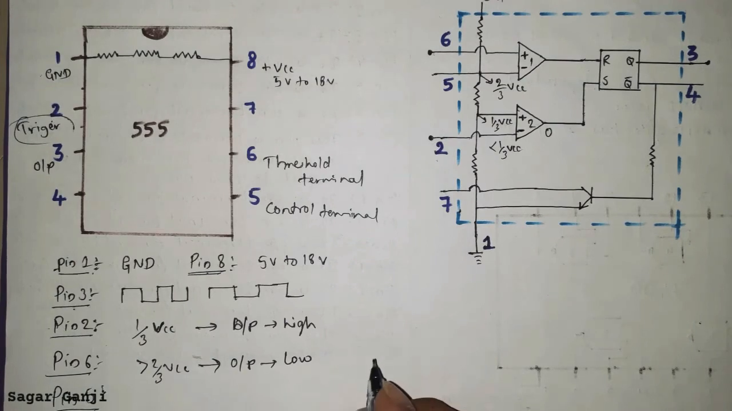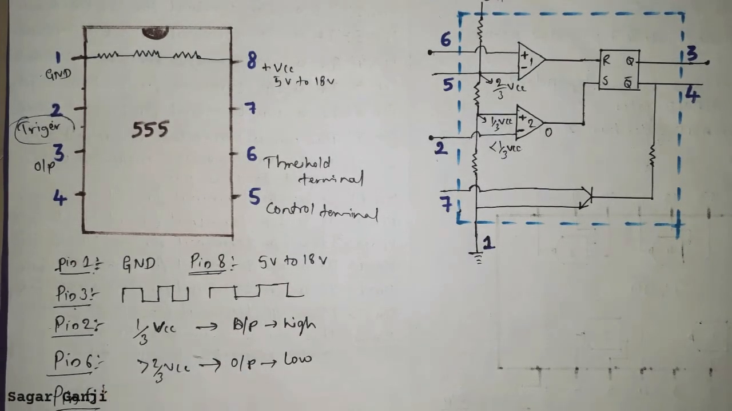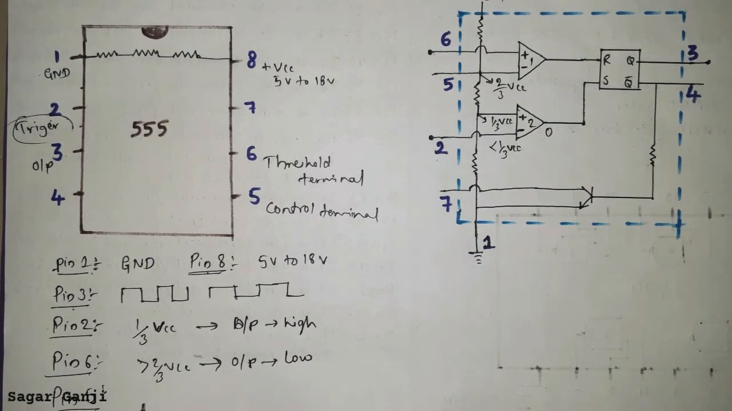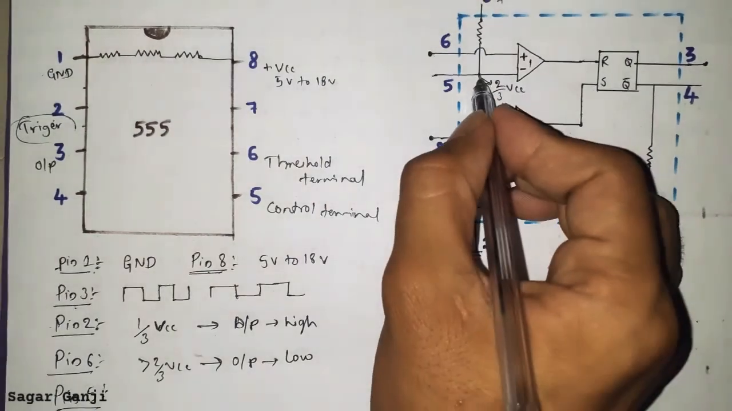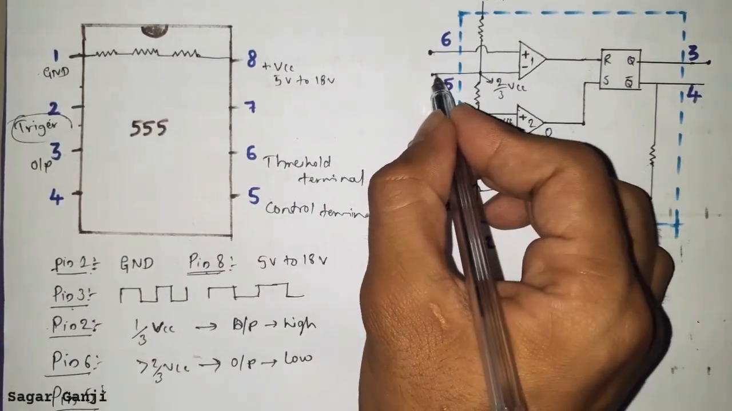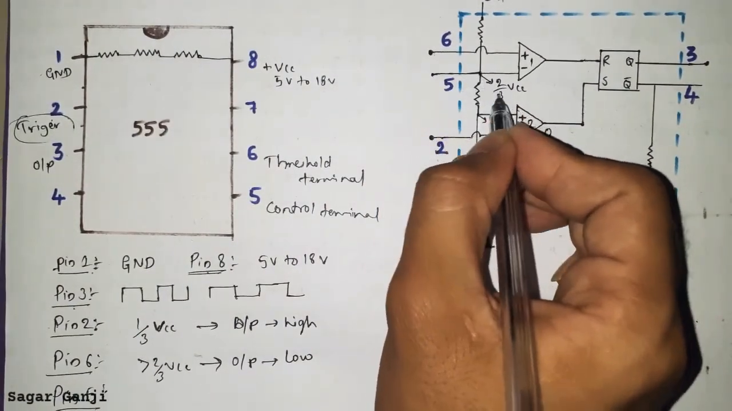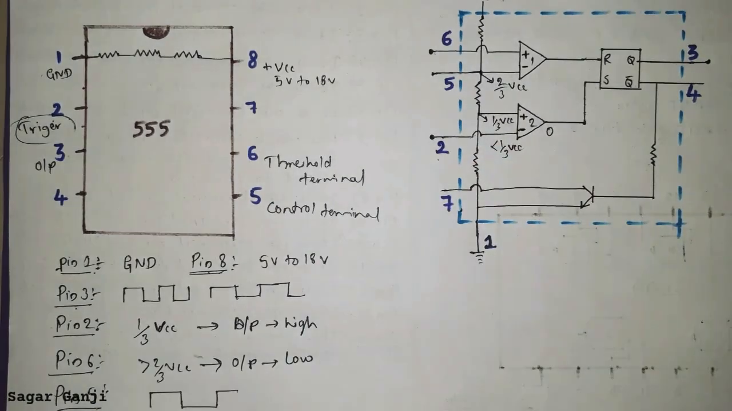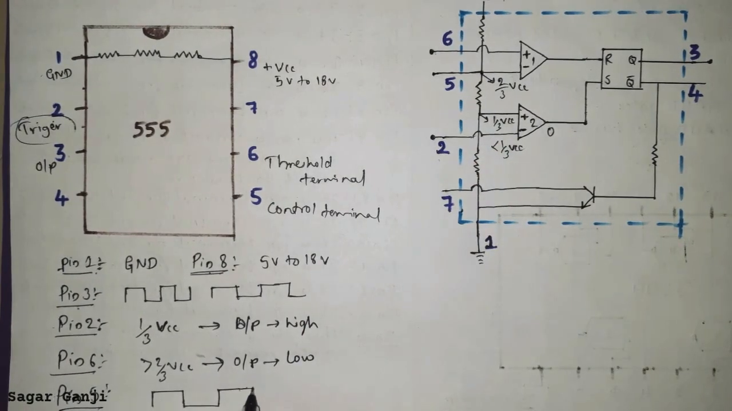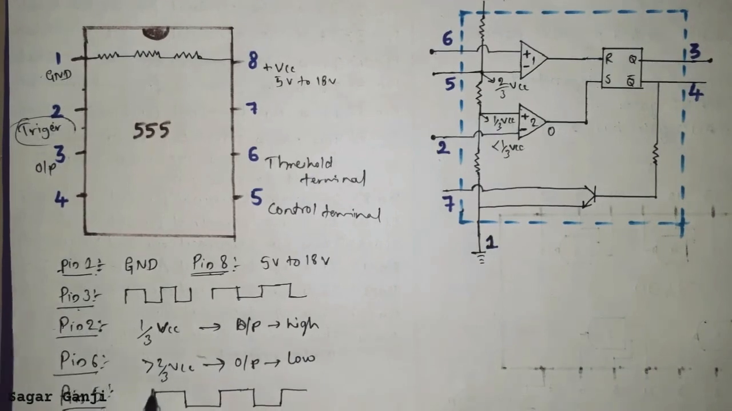And again, pin number 5 changes the width of the output. If we change the voltage at the control terminal, usually it is 2 by 3 VCC. As we can see, the voltage at pin number 5 is already 2 by 3 VCC. If we change that voltage, we can change the width of the output waveform.